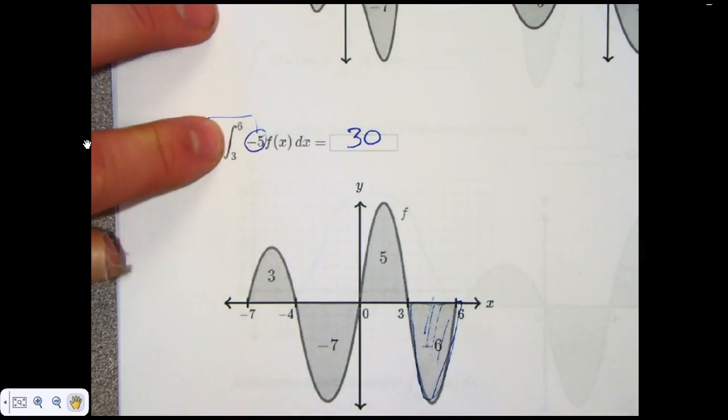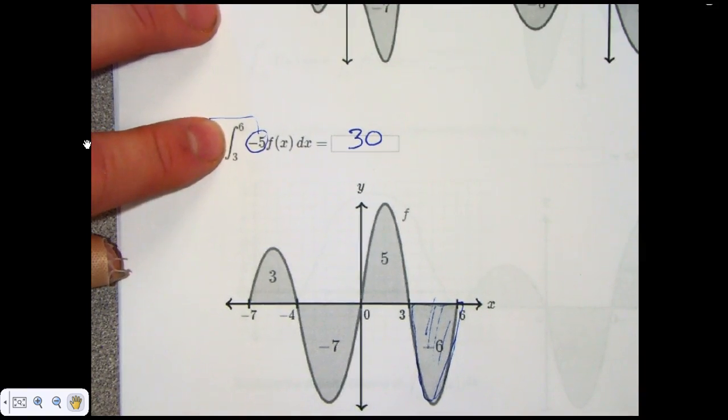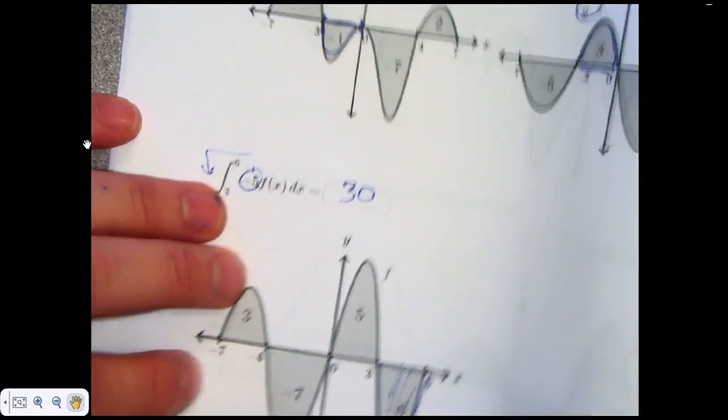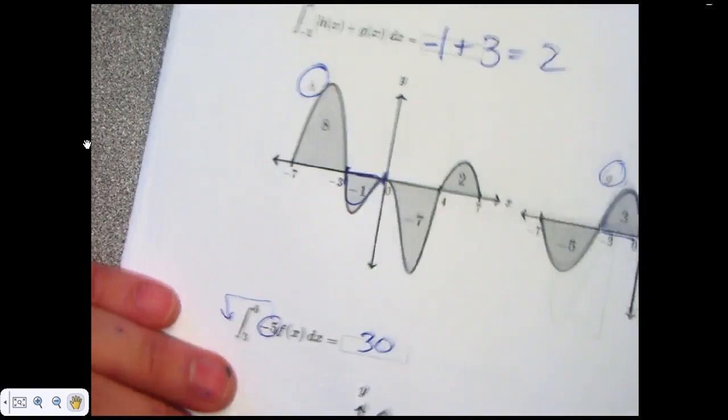What if it was the integral from 6 to 3? -30. Is that right? It's like 3 lessons we've done already.